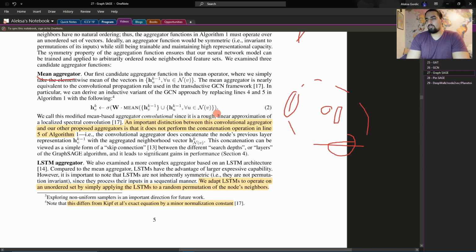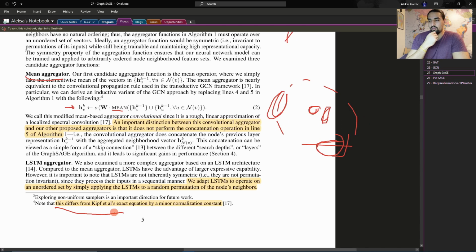The second way they propose is similar to GCN. They ditch the concatenation altogether. They take the sampled neighbors' representations, and they do a mean over all of those. They don't have any concatenation. So this particular aggregation method they call GraphSage-GCN because it's similar to GCN, other than the normalization constants not being the same, and they mention that here. So this differs from Kipf, the author of GCN, by a minor normalization constant.